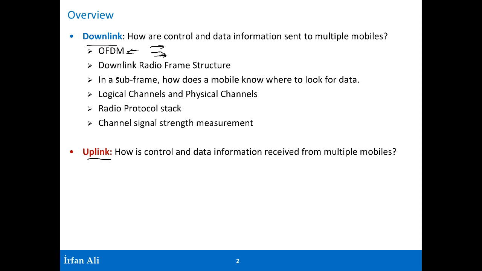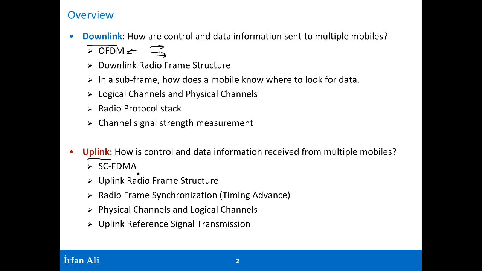That's the multiplexing scheme. We'll talk about the downlink radio frame structure, what it looks like, and then also in each subframe how the mobile knows where to look for data. Concepts of logical channel and physical channels, the radio protocol stack, and also measurements of the signal strength, which is an important part, especially used during handovers.